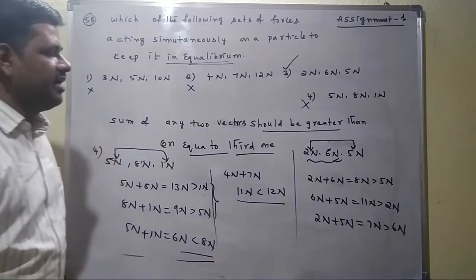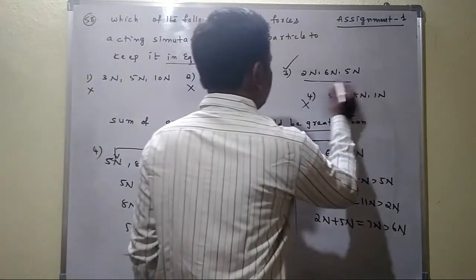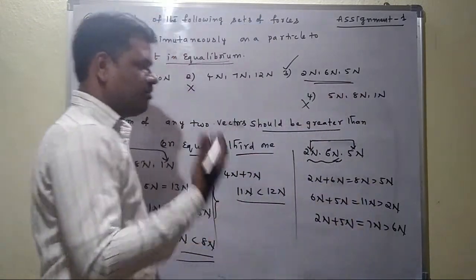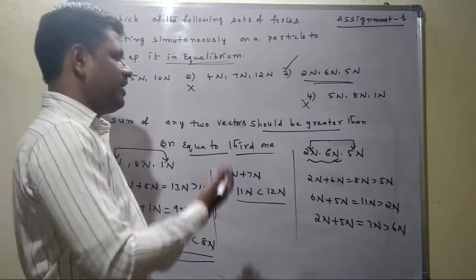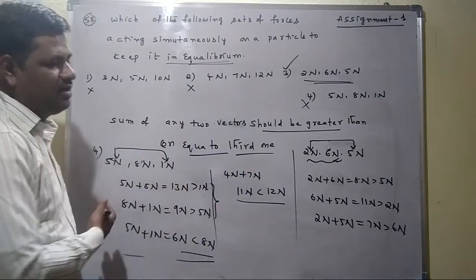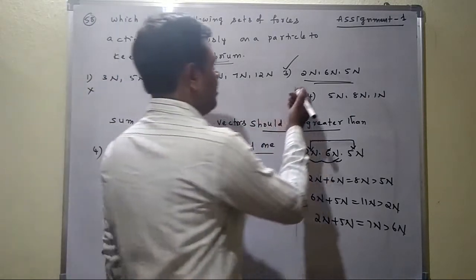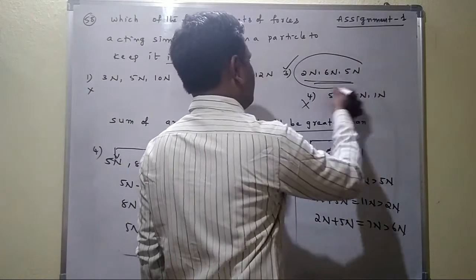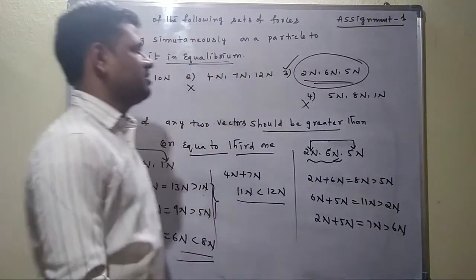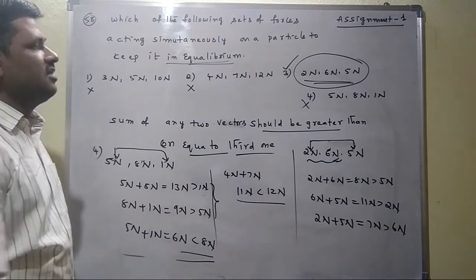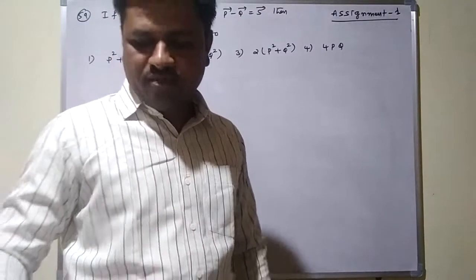Which option is correct here? The third option is correct. It satisfies the condition for any two vectors we consider: the two vectors should always be greater than the third one. The condition is satisfied by the third option, meaning this set of forces satisfies that condition. That's the reason for this set of forces.